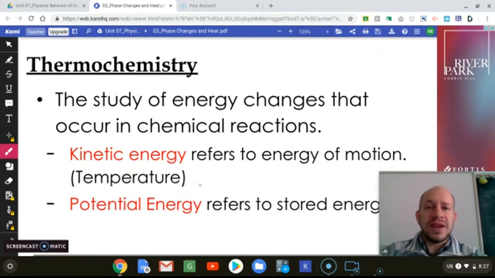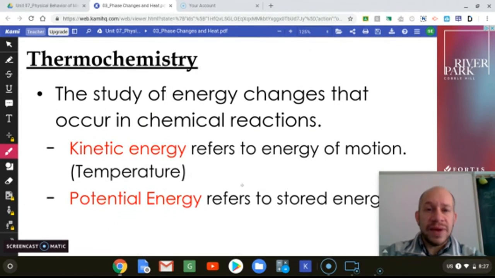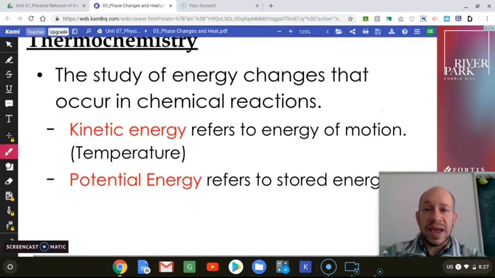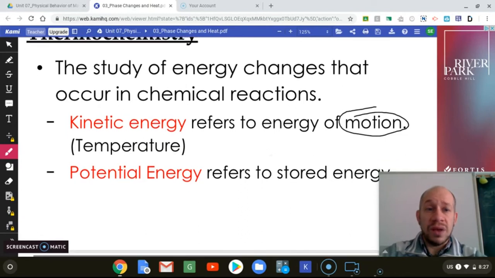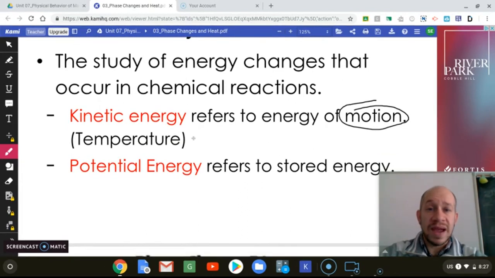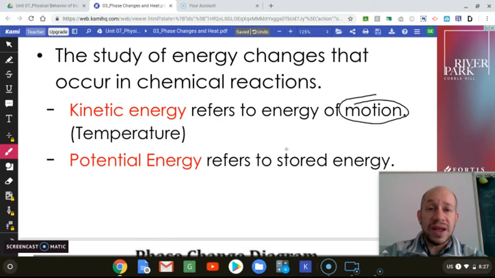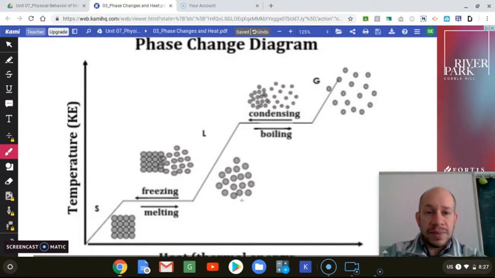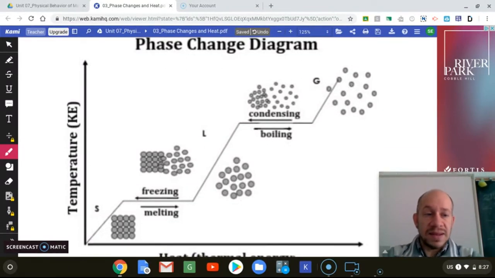Thermochemistry is the study of energy changes that occur in a chemical reaction. So this half of our unit is about heat, if you notice. So we're doing thermochemistry. Kinetic energy refers to the energy of motion, also known as the temperature, the average kinetic energy. Potential energy refers to stored energy, such as in chemical bonds. So this is a phase change diagram, and you will probably see this. You'll see this on the test for sure, and most regions talk about this in some way or another.